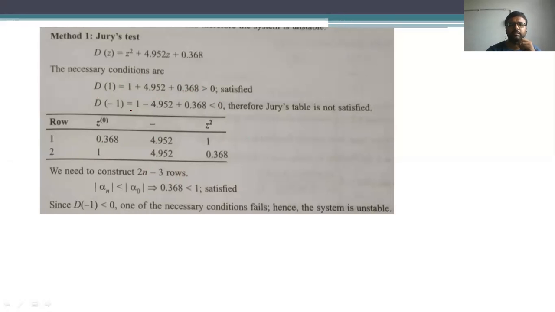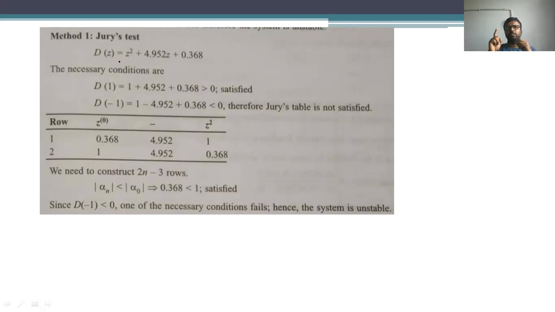And D(-1) is 1 minus 4.952 plus 0.368. But this value is less than 0. The third condition to be satisfied is that the modulus of a_n should be less than a_0. What is the a_n value? It is nothing but 0.368 here. The a_0 value is 1. Therefore, the third condition is 0.368 less than 1.